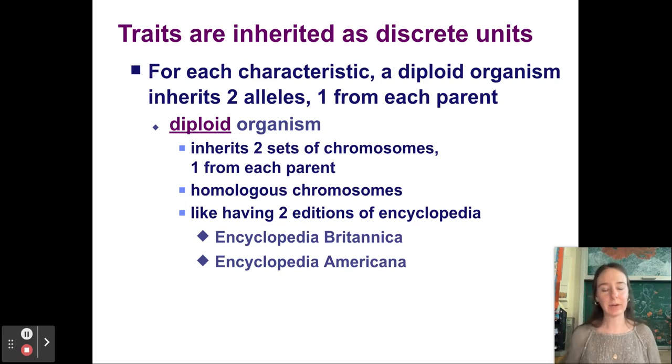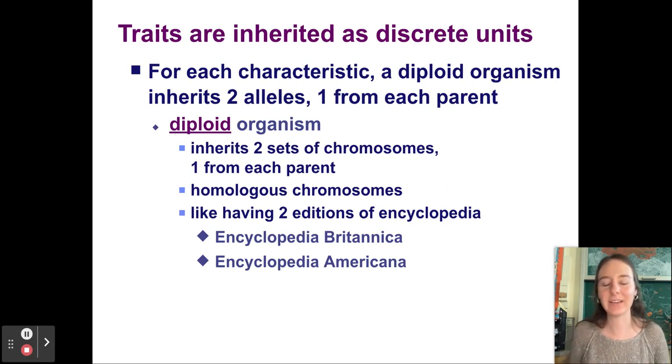Now, another piece that you need to understand is that for each characteristic or for each trait, a diploid organism, so we are diploid organisms, we have two alleles. We have two copies of each instructions for every trait, one from each parent. Why is that? Well, we have two copies of every chromosome. So remember, we have 23 sets of chromosomes and one from each parent, called homologous chromosomes.